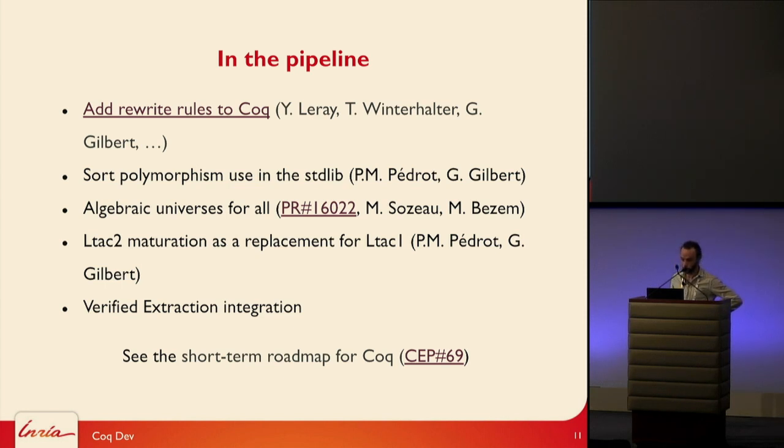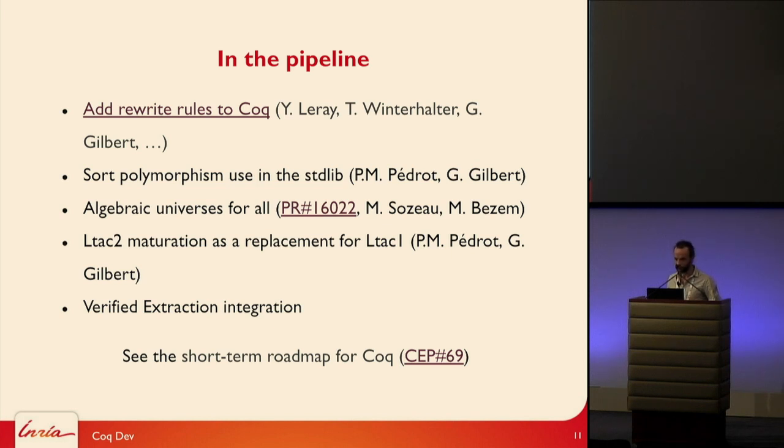We hope to also generalize this use of sort polymorphism in the stdlib to have more generic definitions and less duplication. In particular, we hope that we could have just one instance of the morphisms library for setoid rewriting, which currently have a duplication for Prop and Type.